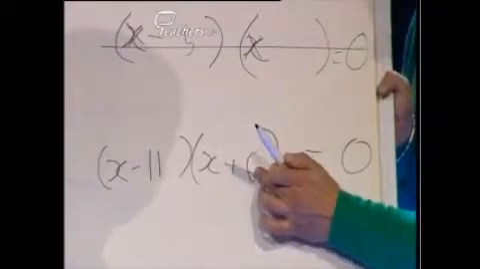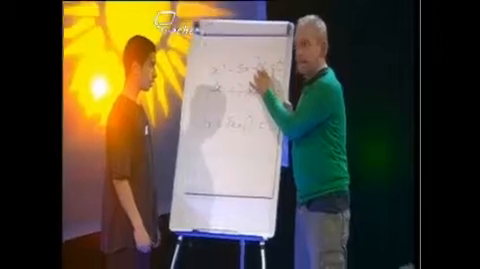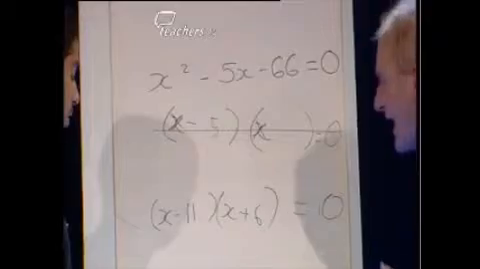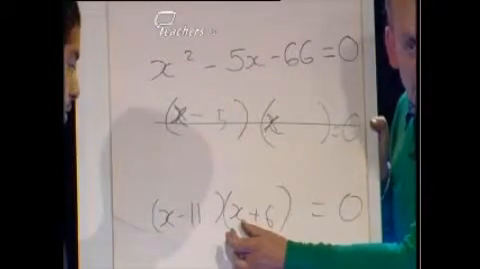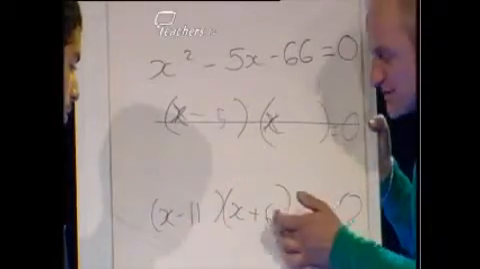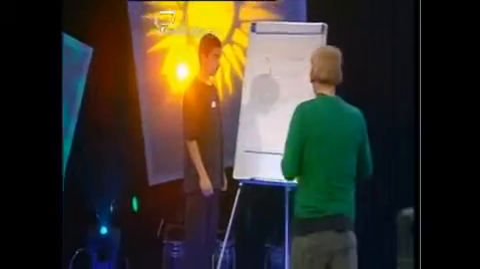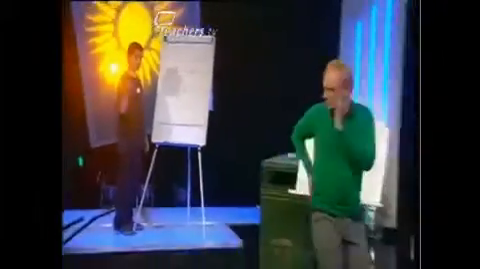A minus times a plus is a minus. So minus 11 times 6 is minus 66. And we've also got minus 11 times x, minus 11x, and then plus 6x, which gives us minus 5x. It's going up from minus 11x to minus 5x. Brilliant. So we've solved the problem by factorising it.